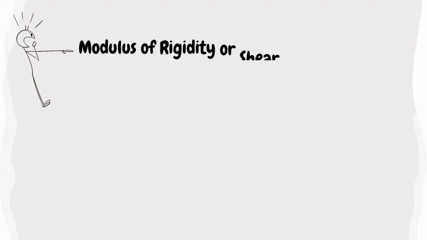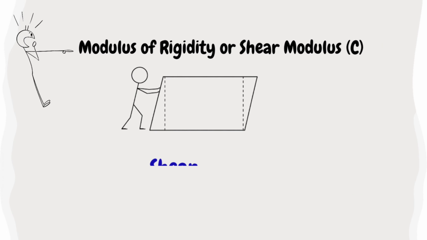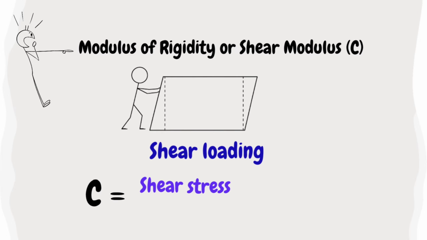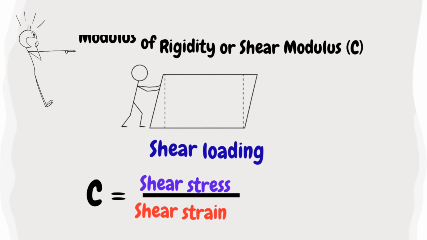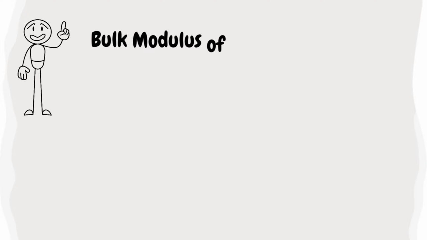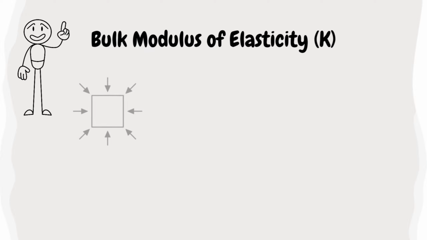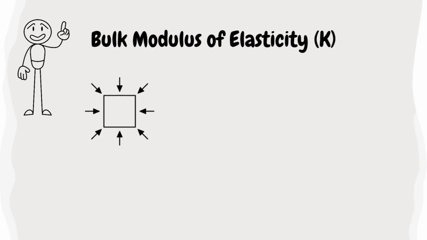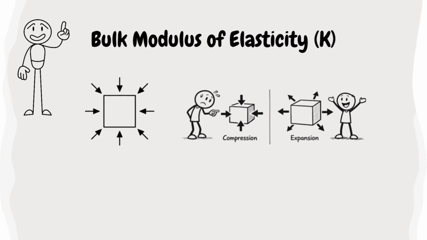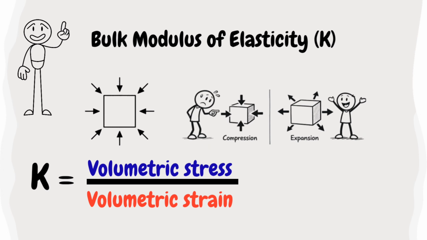Second one is modulus of rigidity or shear modulus, C. This modulus is related to the shear loading of a specimen. It is the ratio between the shear stress and shear strain in a specimen. And the last one is bulk modulus of elasticity, K. This modulus is related to the bulk or volumetric loading, when a specimen is subjected to a uniform stress intensity. It is the ratio between the volumetric stress and volumetric strain of a specimen.